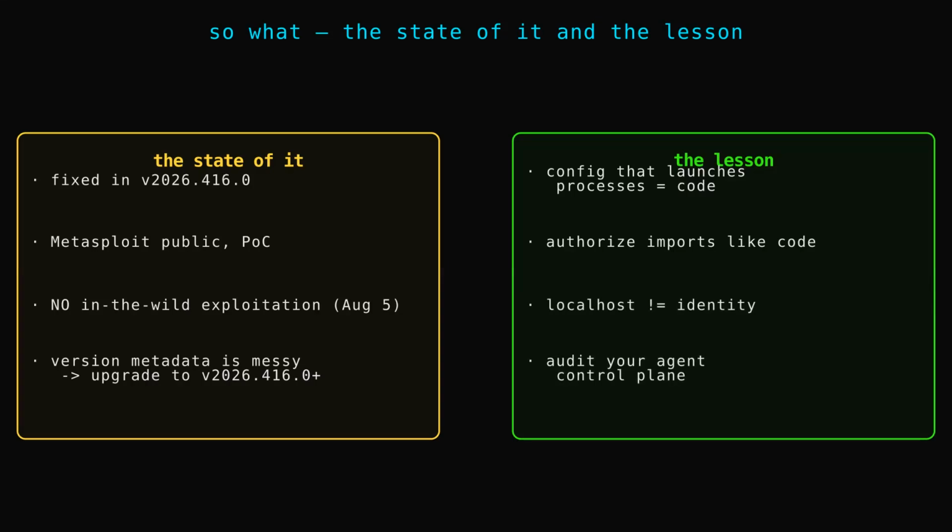But the real takeaway outlives Paperclip. As everyone races to stand up agent orchestration platforms, that control plane holds your credentials and can run commands. If its configuration can define a program to execute, then configuration is code, and it has to be authorized like code. Oasis put it perfectly. Agent configuration must be treated as executable input. Go audit your own agent platform for open registration, config that can launch processes, and any place that assumes localhost means trusted.